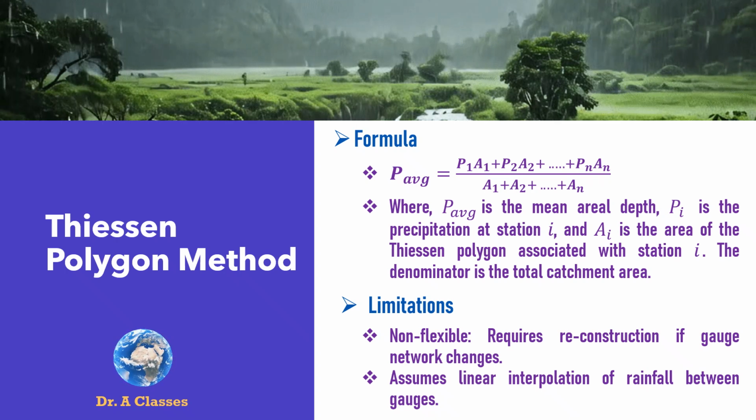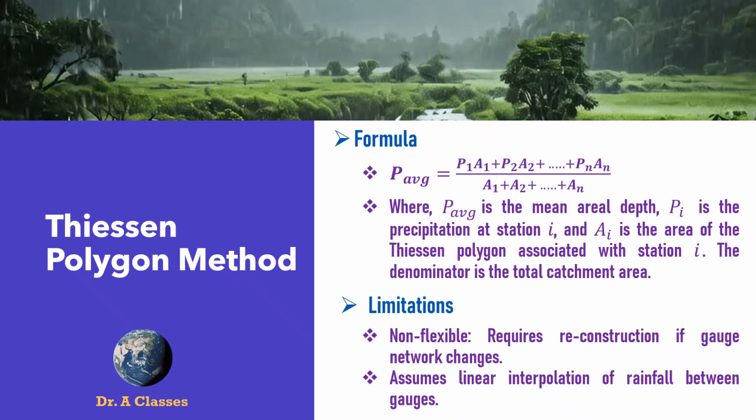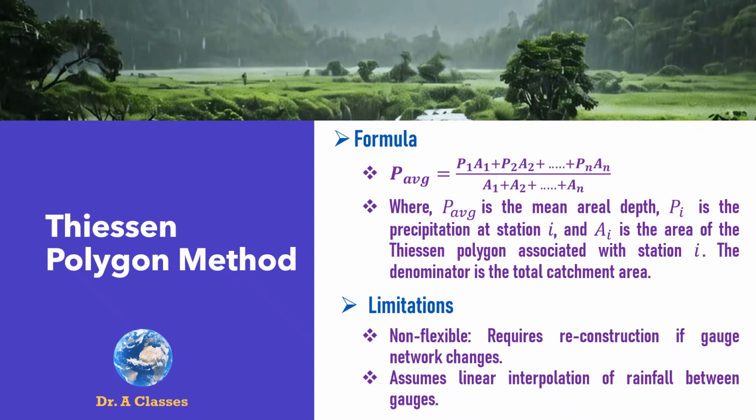Formula: P average is equal to the sum of each station's rainfall multiplied by its corresponding area, divided by the total of all those areas, where P average is the mean areal depth, P i is the precipitation at station i, and A i is the area of the Thiessen polygon associated with station i. The denominator is the total catchment area. This method is more accurate than the arithmetic average for areas with non-uniform gauge distribution and moderate spatial precipitation variability, suitable for basins between 500 square kilometers and 5,000 square kilometers.